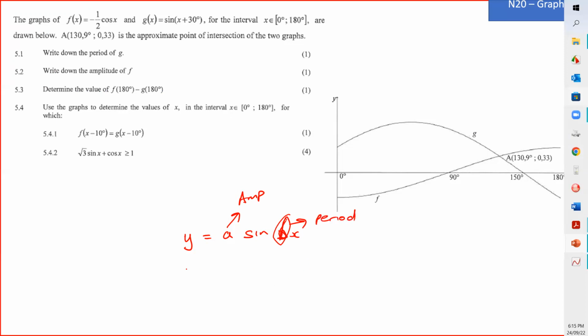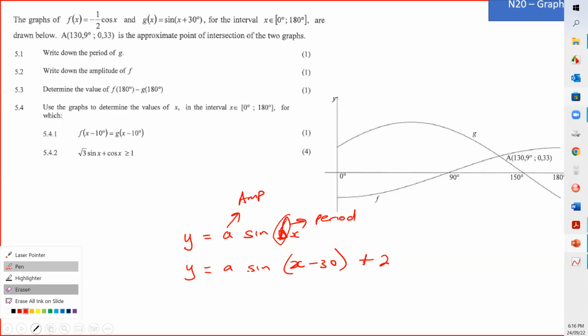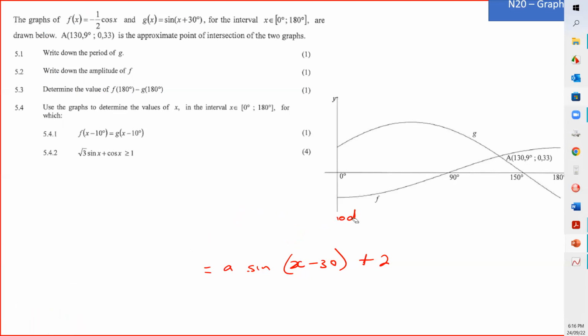But if we have a horizontal shift or a vertical shift in a graph, like x minus 30 degrees, this means that the graph has moved 30 units to the right. And if I put a +2 at the end, that means that the graph has moved 2 units up. So those are things I want you to keep in mind as we work through this question.